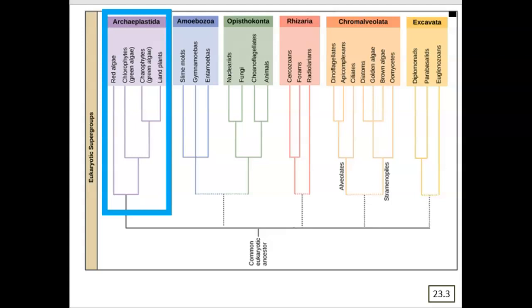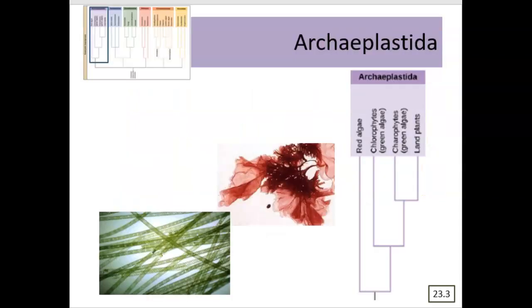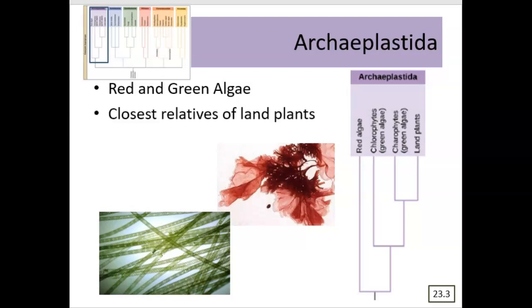Now, Archaeplastida is going to be a really important supergroup. This includes the red and the green algae. And as you can see in the phylogeny here, red and green algae are the closest relatives of the land plants.